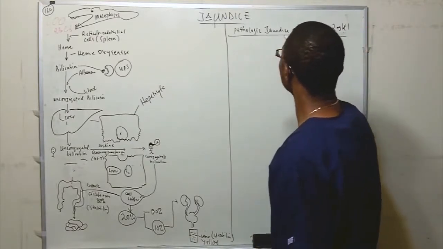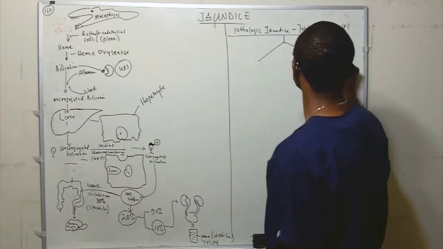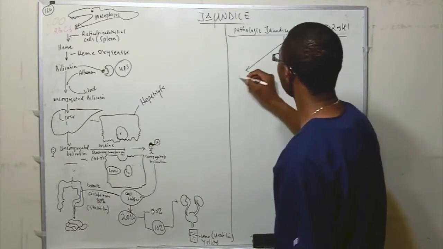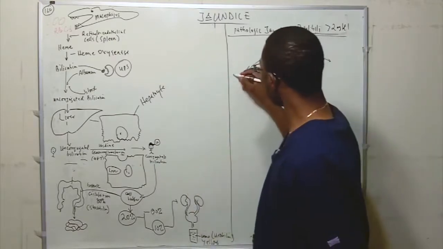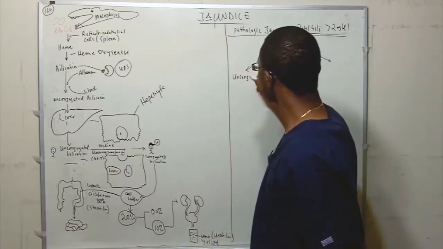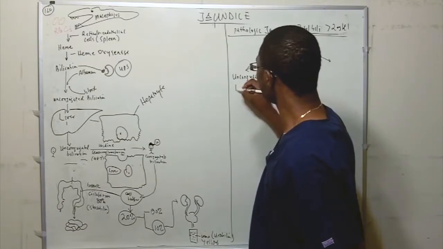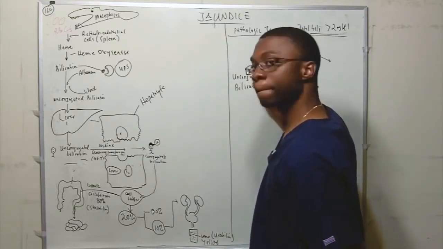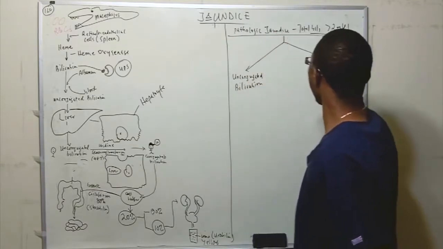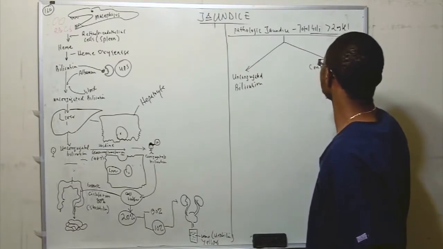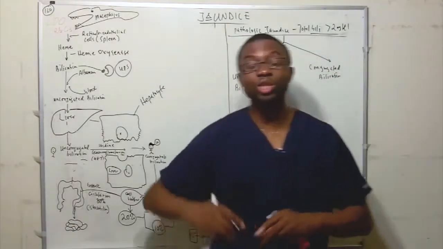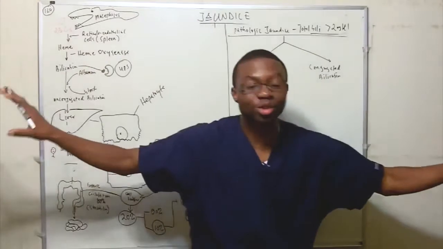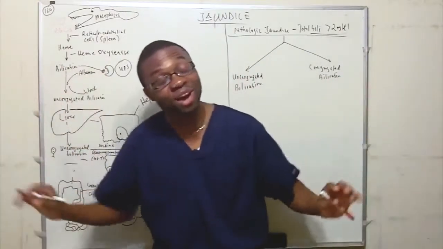So, in order to understand jaundice, we need to know, do you have unconjugated bilirubin, or is it conjugated bilirubin? Because this is very important. Once you know it, you have to split your brain into 2. You have to know where it's coming from.